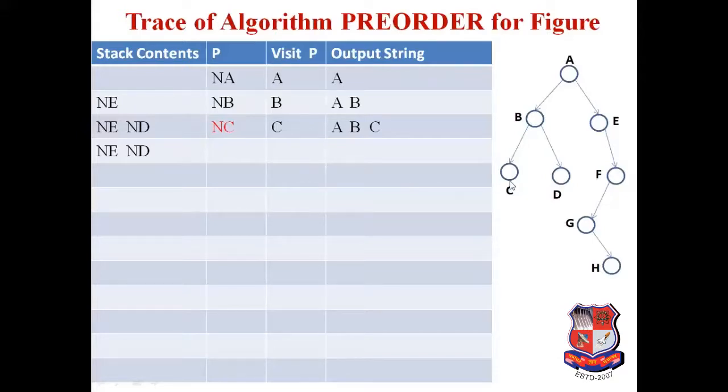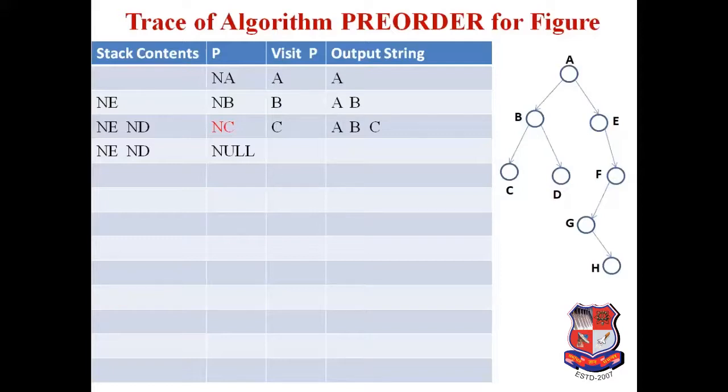Now the left child. Do we have a left child of C? No, we don't have a left child of C. In that case, we assign the null value to P. Now, as the P value is null, how do we process it? In that case, if P is null, we remove the top node from the stack and we process that node.